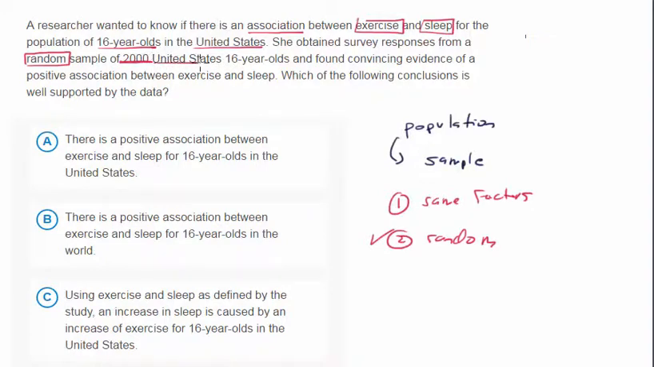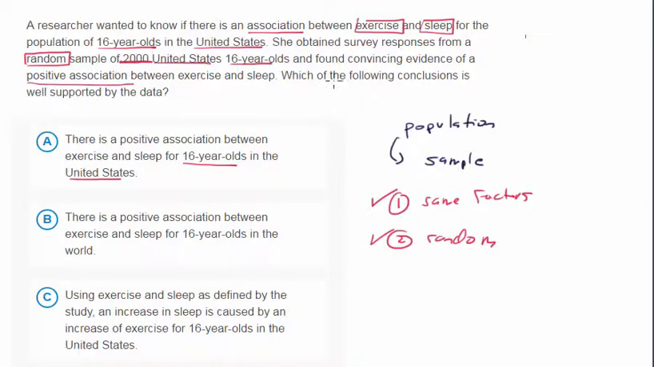And so this, you notice, 16-year-olds in the U.S., 16-year-olds in the U.S., these are both the same. And so we can make some type of inference because we have the sample the same as the population. Which of the following conclusions can be supported? A, there is a positive association between exercise and sleep for 16-year-olds in the U.S. This looks good. Positive association means they just move together. And that's what the data from the sample showed. There was a positive association.